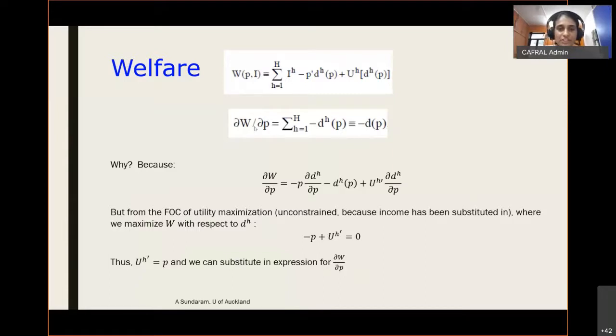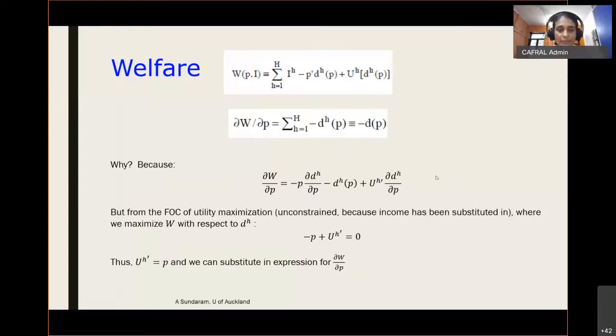So let's differentiate the welfare function with respect to price. I have given you the details below here on this slide. So del W over del P, the derivative of welfare with respect to price, is, let's go back to this function here, that on top. If you differentiate that with respect to P, I don't worry about the income. The derivative of the middle expression with respect to P is going to be P times the derivative of D with respect to P minus D, plus U prime times del D over del P. So that's what we get by differentiating the welfare function with respect to P.